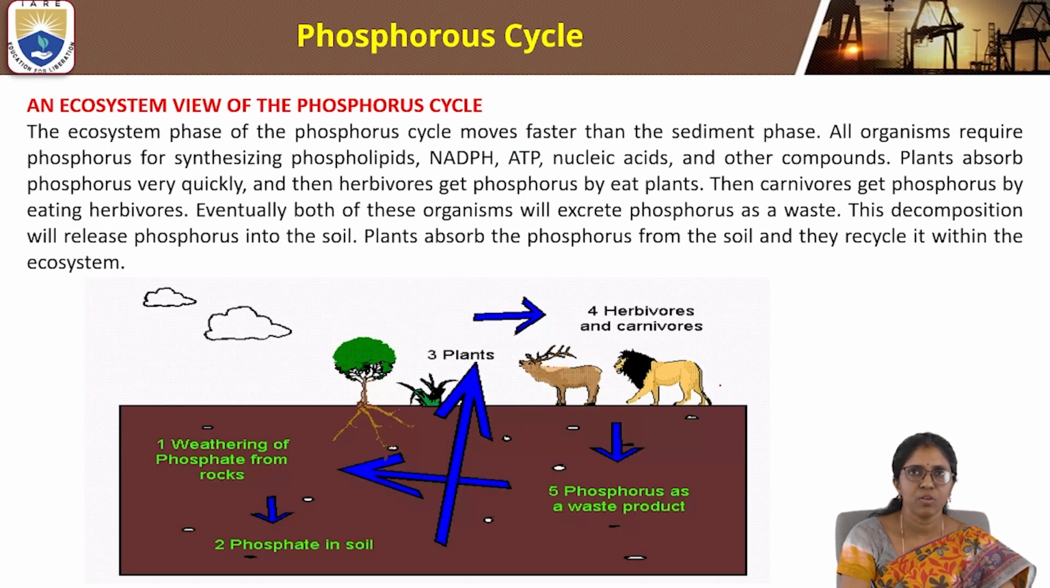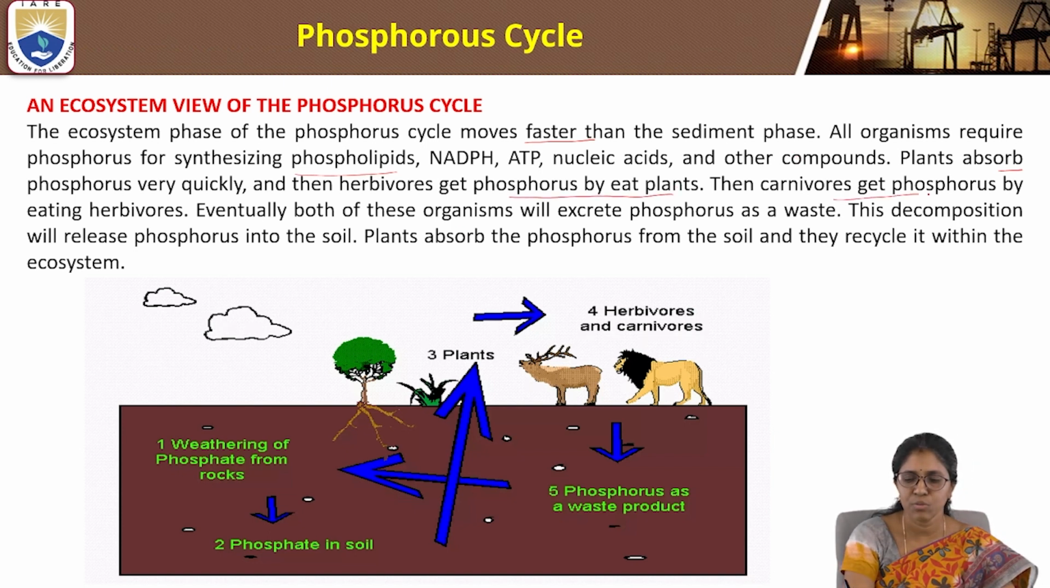An ecosystem view of the phosphorus cycle. The ecosystem phase of the phosphorus cycle moves faster than the sediment phase. All organisms require phosphorus for synthesizing phospholipids, NADPH, ATP, nucleic acids, and other compounds. Plants absorb phosphorus very quickly, and then herbivores get phosphorus by eating plants.